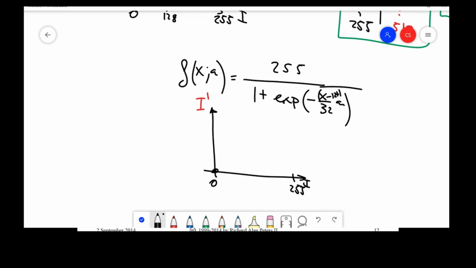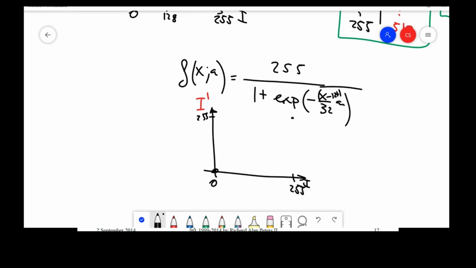What happens on the opposite side? When I is large, so that is 255, this is 128 divided by 32, which is 4. And now we have the exponential of minus 4. So this is an exponential of a small number, which is close to 0. So we have 255 divided by 1 plus something that is close to 0. So it has to go to 255.